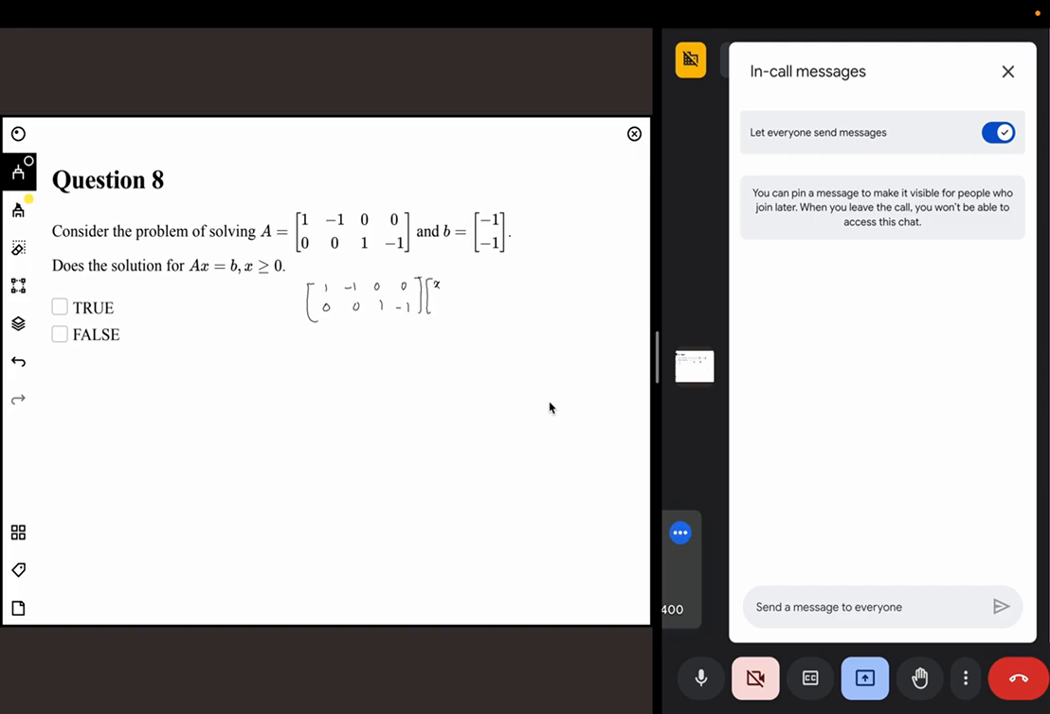I'll take x1 and x2 equal to B. If I solve them, that will be x1 minus x2 equal to minus 1. The second equation also gives me the same thing. And I have the extra constraint that x1 and x2 should be greater than or equal to zero. Can I find a solution for this? I can always find a solution like this, right? Say take x1 equal to 1 and x2 equal to 2, then that is a solution.